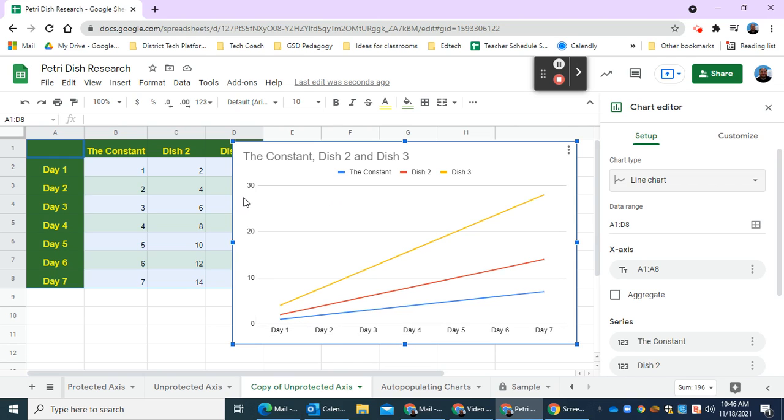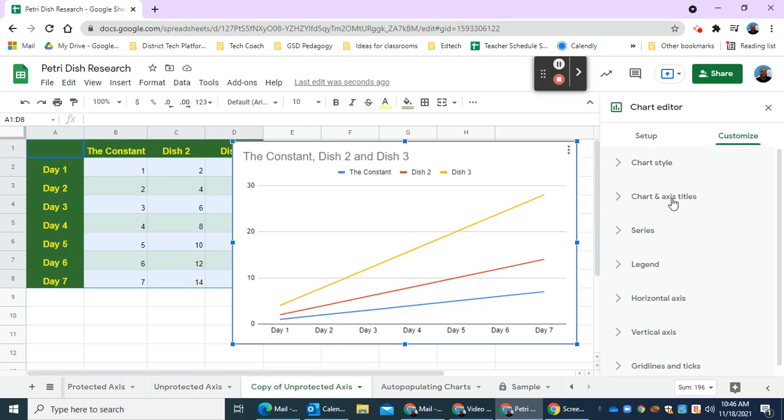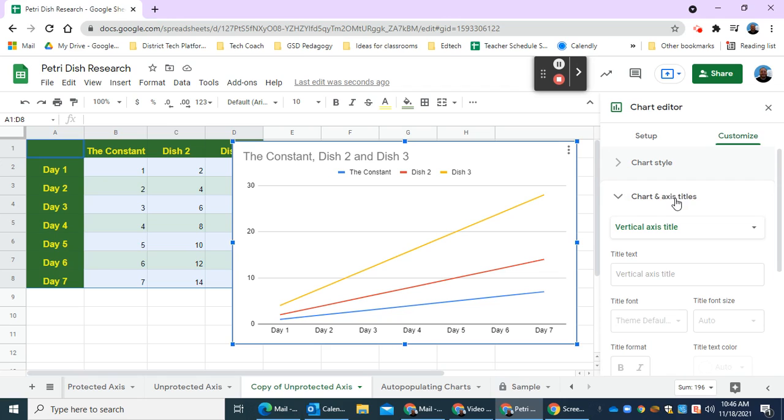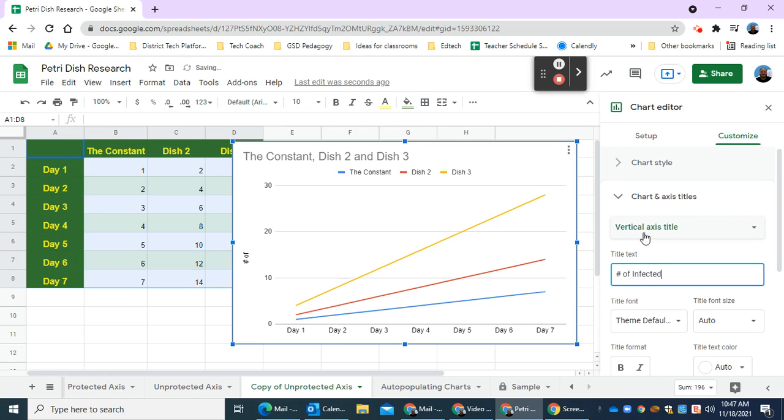And so we need to give this axis a title. To do that, we're going to go to Customize, Chart and Axis Titles. This is a vertical axis, so we're going to use the vertical axis title. And we're going to label this whatever your teacher has instructed. I'm going to say it's number of infected squares, because that's what we were counting after all. But she may have a better title for you.